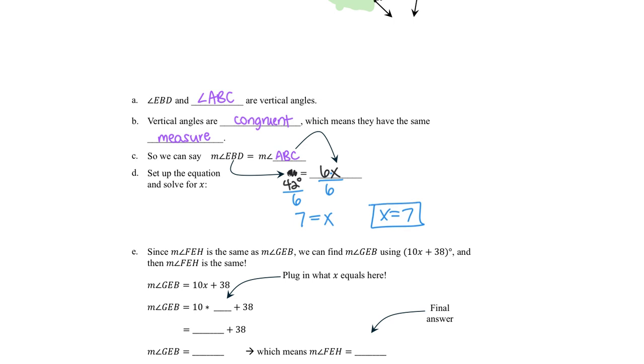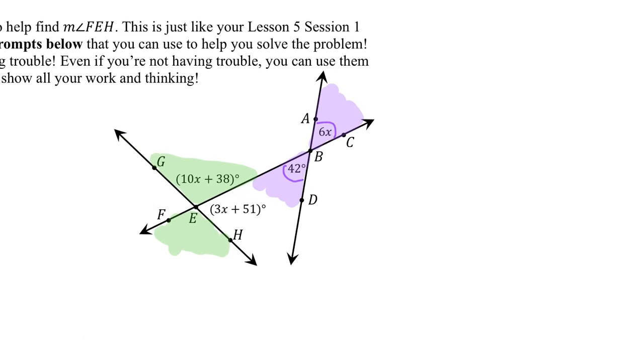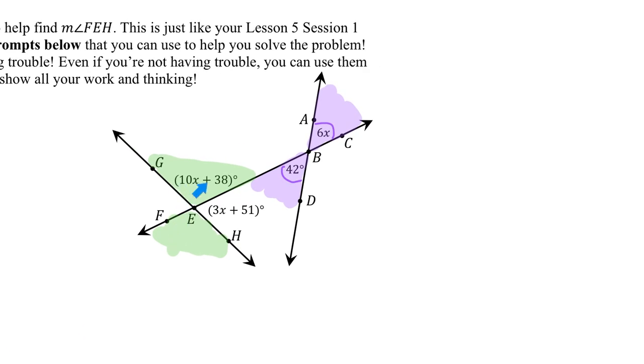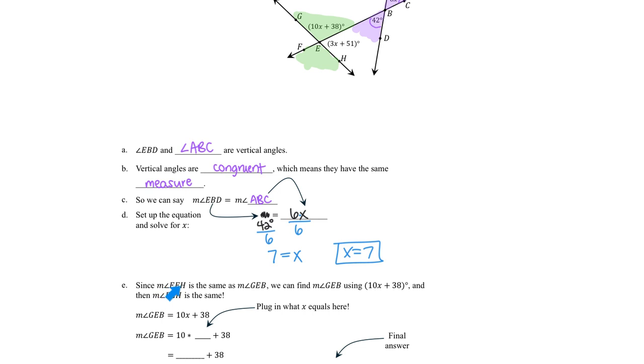Now that I have x equal to 7, I can figure out some other things, because in my diagram I have that these two are the same angle. So if I can figure out this angle measure, I can figure out this angle measure. I'm just going to plug in x equals 7 here, because I know from this problem that x is equal to 7. That's what I have down here in the prompts. It says since the measure of angle FEH, I'm going to keep the picture up here, FEH right here is the same as the measure of angle GEB right here, we can find the measure of GEB using 10x plus 38, and then FEH is the same.